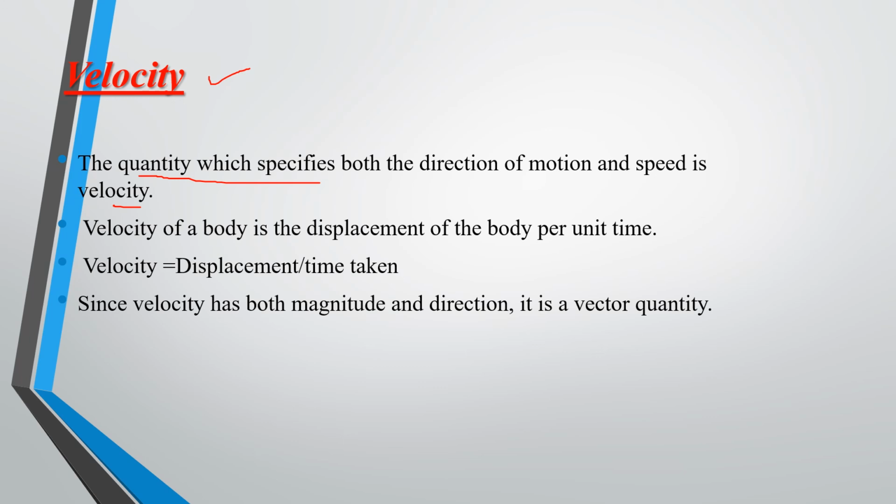Velocity of the body is nothing but displacement of the body per unit time. You know what displacement is? Shortest distance between the initial and the final position, and what is the time taken by the object, right? So that is velocity. Since velocity has both magnitude and direction, this is very, very important. So it comes under vector quantity.